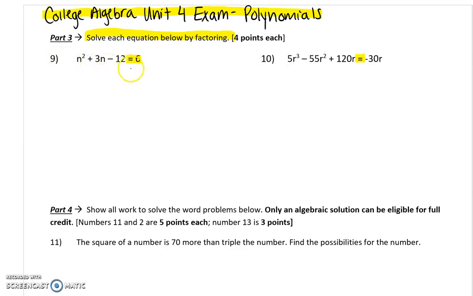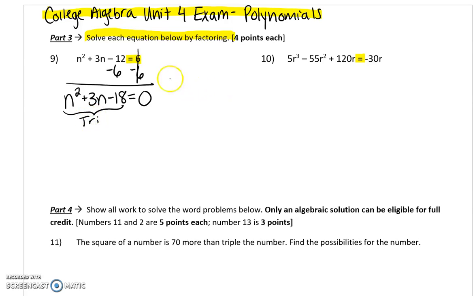So the first step in number 9 is we need to get that 6 over to the left side of the equation so that this equation is set equal to 0. We're going to bring down the n squared, bring down the 3n, and combine negative 12 minus 6 is negative 18. This is now a trinomial that can be factored. We're going to look for two factors that multiply to negative 18 that also add to positive 3.